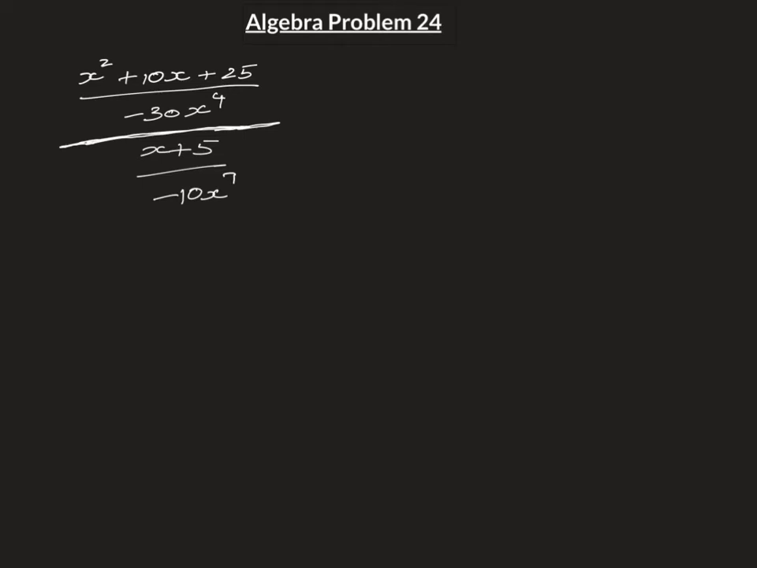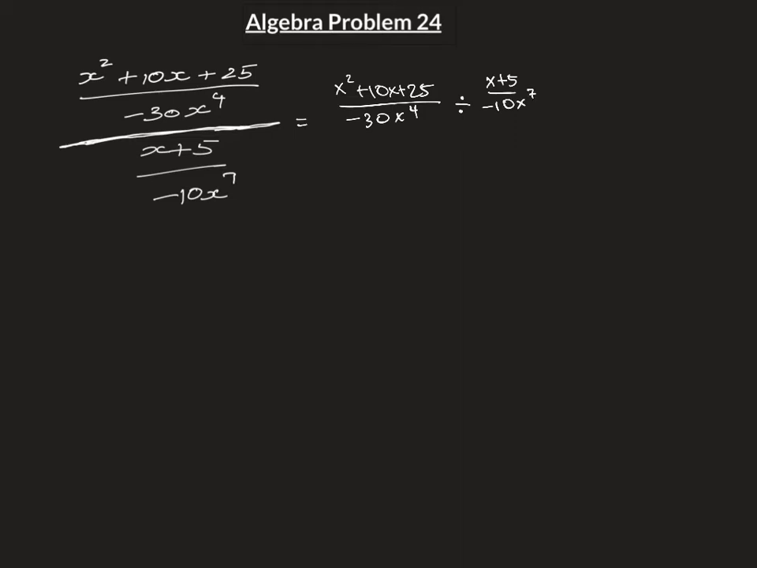But I think the easiest way to solve this problem would be to first get it out of this sort of form. What I mean by that is change this into x squared plus 10x plus 25 divided by minus 30x to the power of 4, and then we'll just do the division symbol, and that'll be x plus 5 divided by minus 10x to the power of 7.